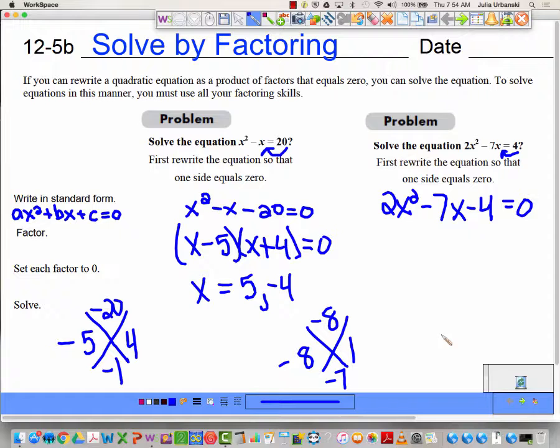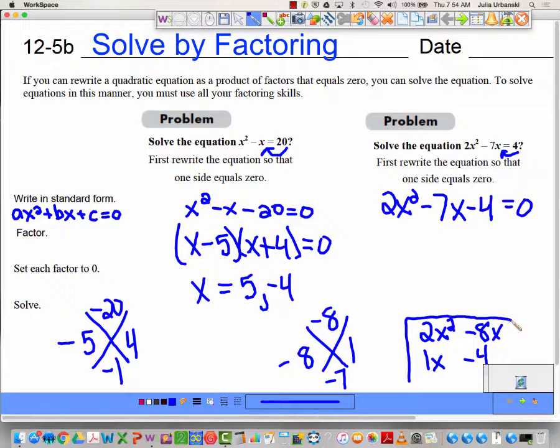Alright, so our boxes are 2x squared. And then we don't do negative 7. That's the one that got split up. Split up into negative 8x and positive 1x. And then we don't use any other numbers from here. We go back to the original and we say negative 4.